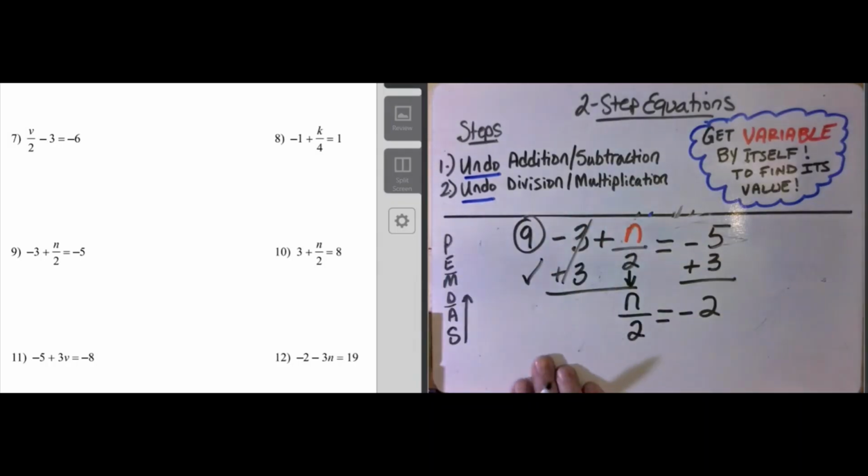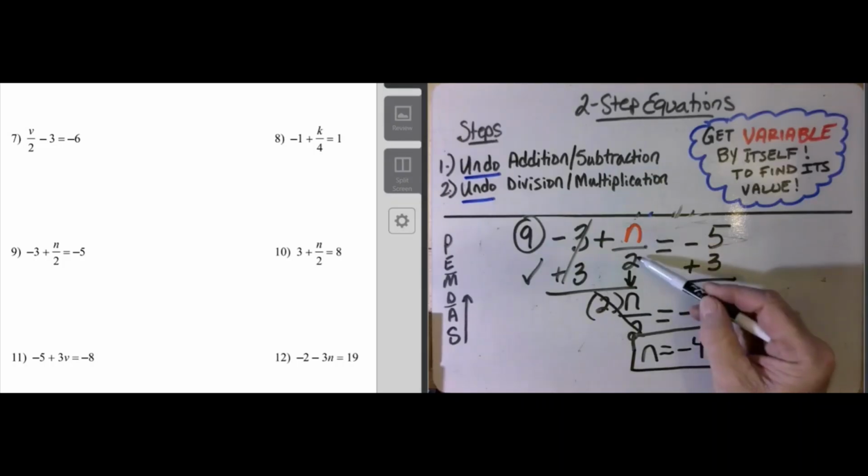Step number 2 is to undo the division or multiplication. They're dividing, right? N divided by 2, so the opposite of division is multiplication. So you're going to multiply by whatever's on the bottom of the fraction. And whatever you do on one side, you have to do to the other. 2 over 2 equals 1. That allows us to cross that out. N equals a negative 2 times 2, which is a negative 4. N equals negative 4. Let's plug that in.